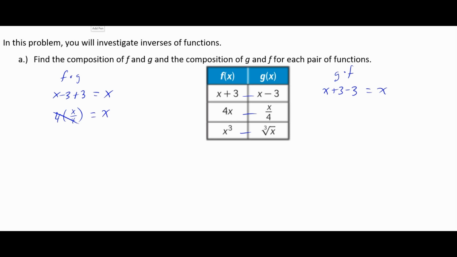And then over here, I'm going to have 4x over 4, and again, those 4's divide out, and I'm left with x. And then for this last pair of functions, if I have f of g of x, the cube root of x cubed, well, the cube root and cube divide out, and I have x. And then over here, if I had the cube root of x to the third power, those cancel out, those are inverses, and I have x again. So that is the composition for each pair of functions.